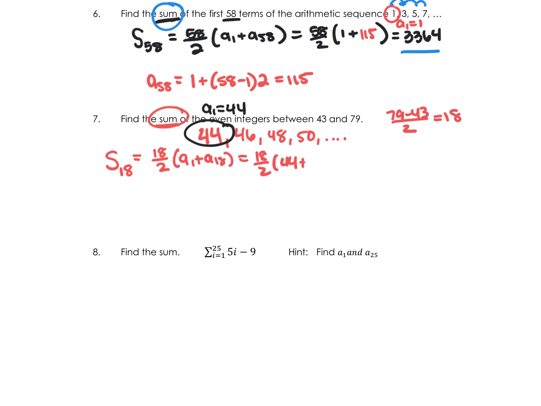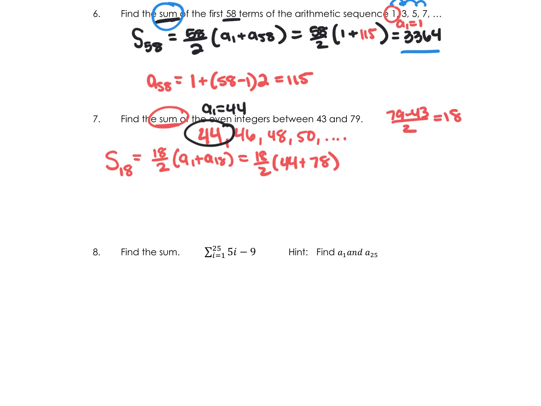78. Not 79, because that's the odd one. But 78, because we wanted all the even numbers between 43 and 79. What's the last even number before 79? 78. So you actually don't have to use the formula in this case, right? If you do, you should get 78. If you did not get 78 for your last number when you did your formula, then you did something incorrectly. It would have been 44 plus 18 minus 1 times D, which is 2. But that's the nice little shortcut on this one, is that you don't really need to find A18. You already know what it is if you just think a little bit.